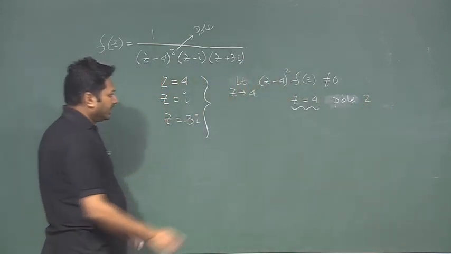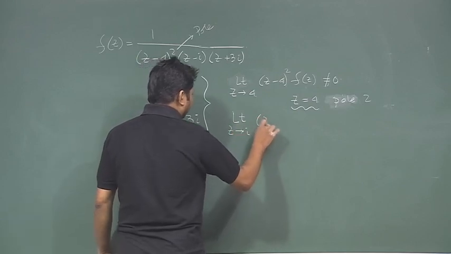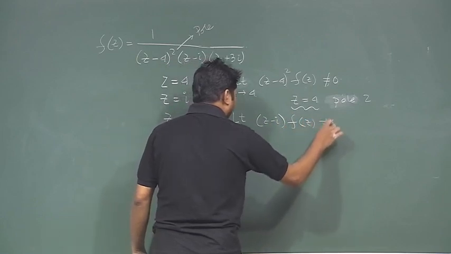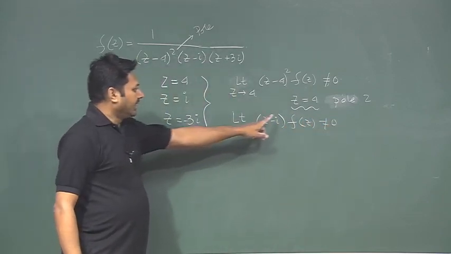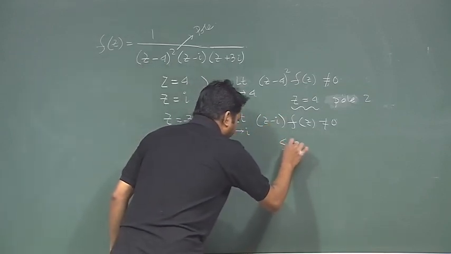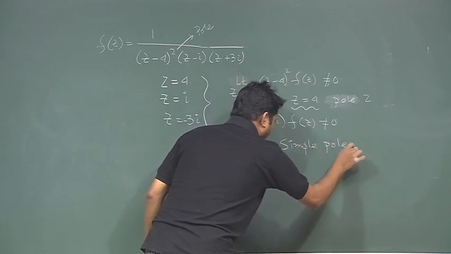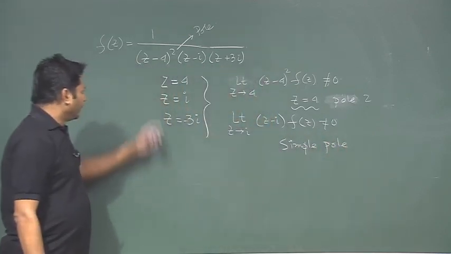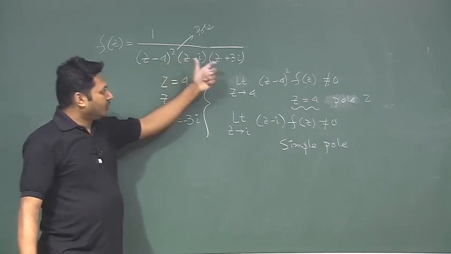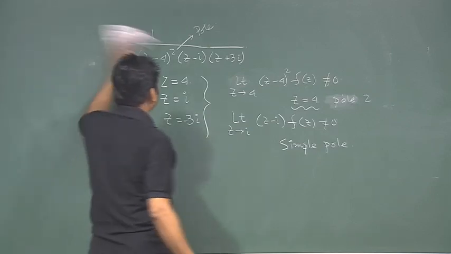In a similar way, limit z tends to i, (z minus i) f(z) is not equal to 0, same as this, here the n value is 1. So, it is called a simple pole. So, we have a singularity here of order 2, and this is order 1, which we call the simple pole. Okay.